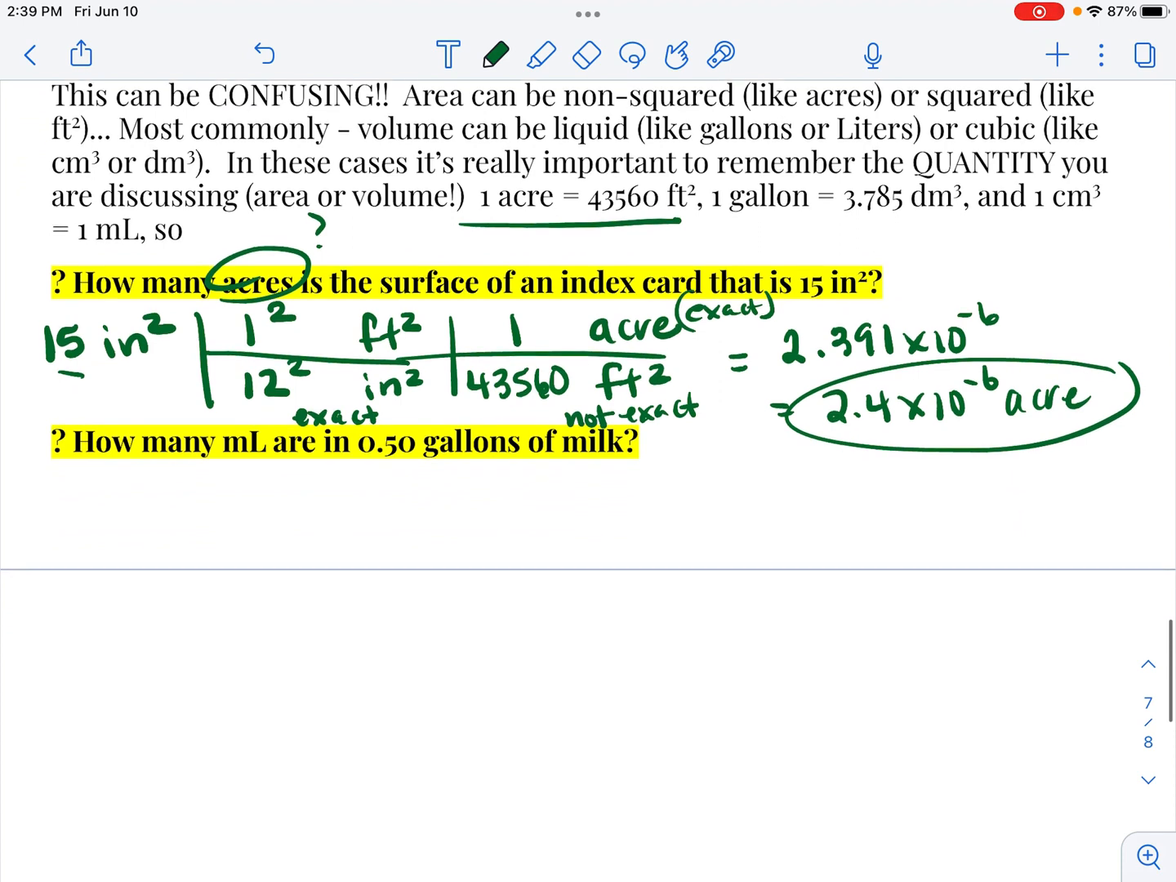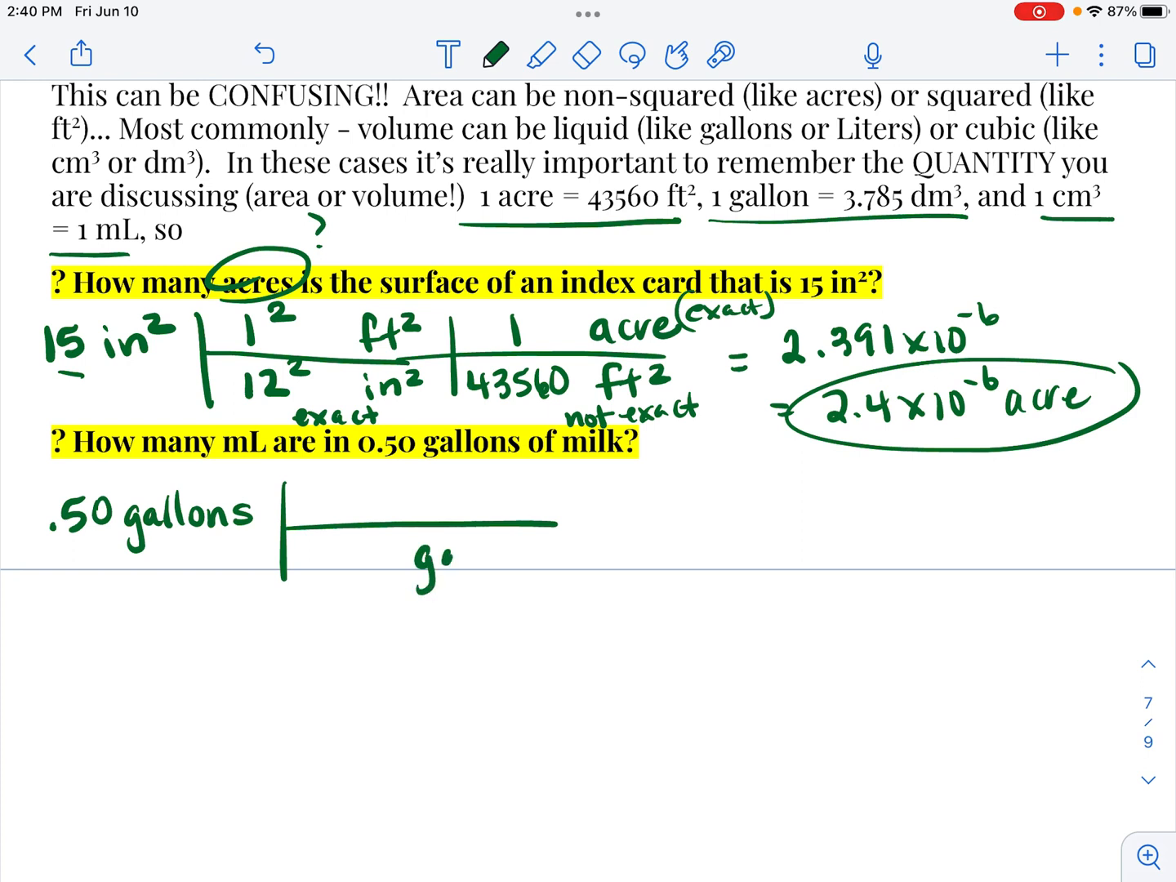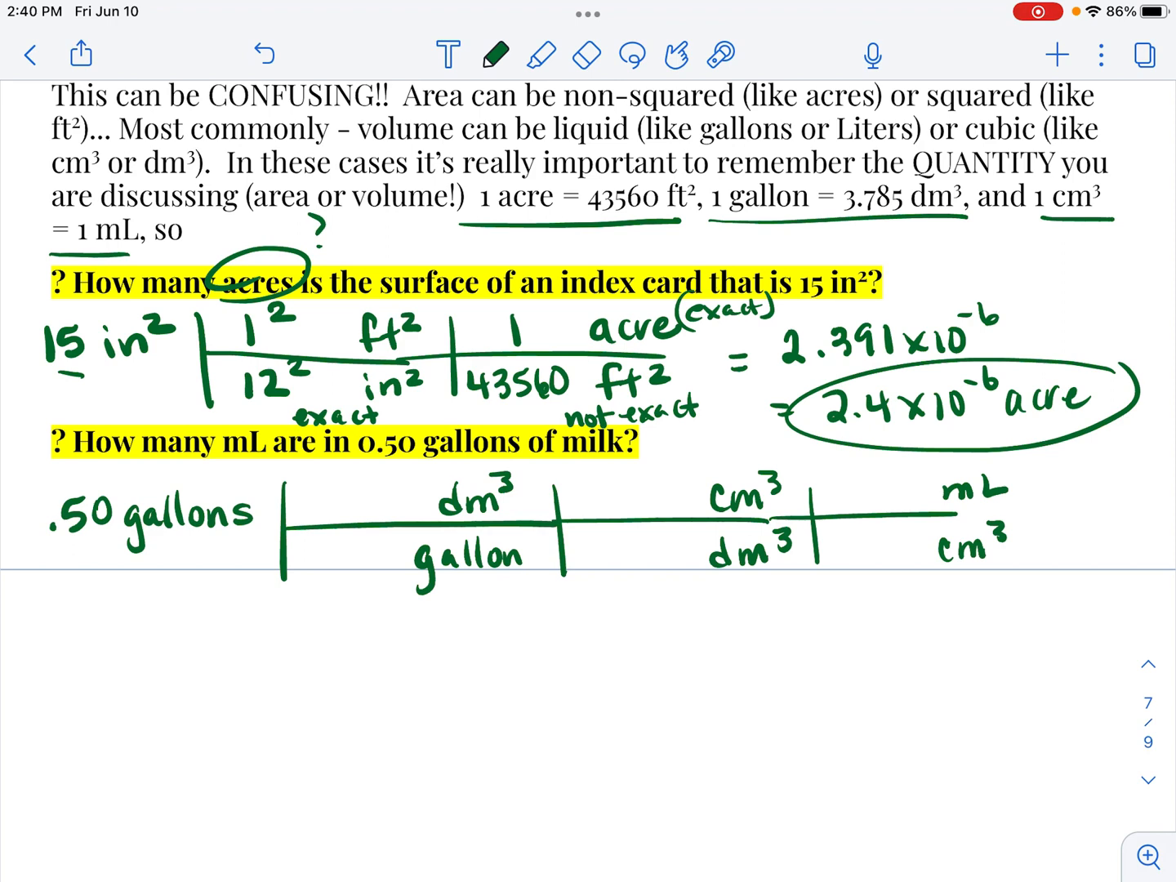And then finally, we'll do one more with cubic to non-cubic volume. 0.50 gallons of milk, a half a gallon, would be how many milliliters? So I gave you gallons to cubic decimeters and cubic centimeters to milliliters. So we're going to do gallons to cubic decimeters. Remember, a cubic decimeter is a liter, but I want you to do this the long way. Then cubic decimeters to cubic centimeters. And then finally, cubic centimeters to milliliters.